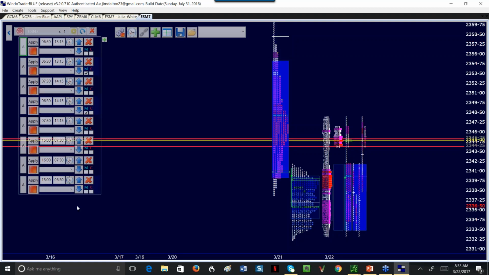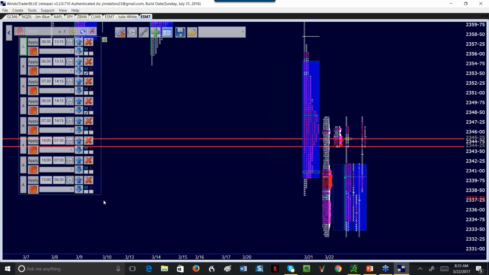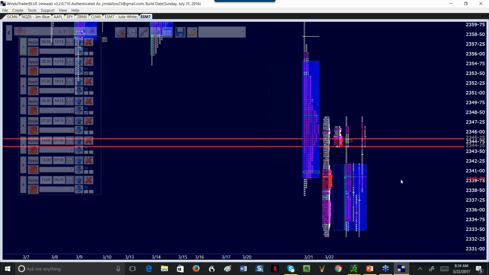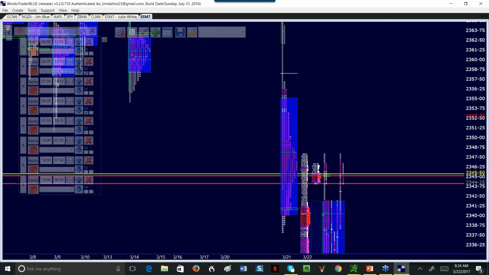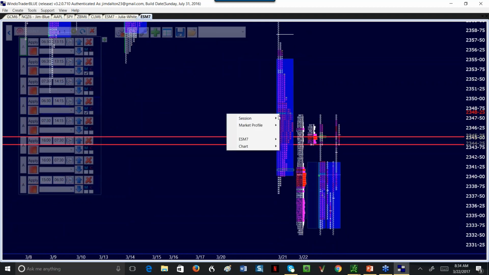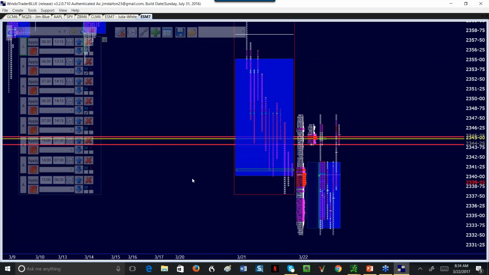Now I want to take the overnight out again. I want to go back now and look at yesterday afternoon. We had this huge break yesterday, and if you look at the point of control from yesterday, the fairest price at which business was being conducted, the point of control did not migrate lower as the market went down in the morning. It did not migrate lower.